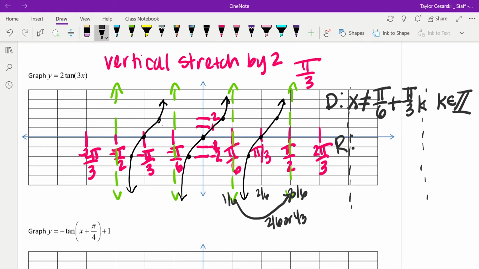Now my range is pretty easy. It goes all the way down and all the way up, so that's just negative infinity to positive infinity.